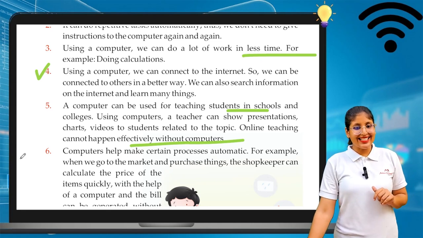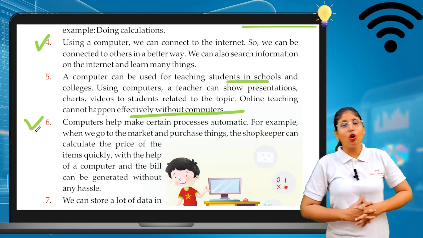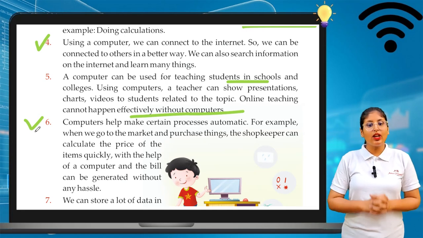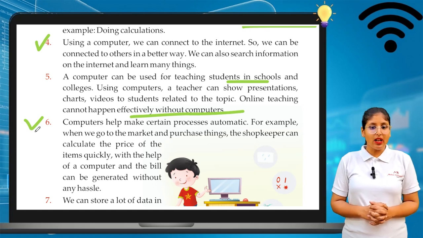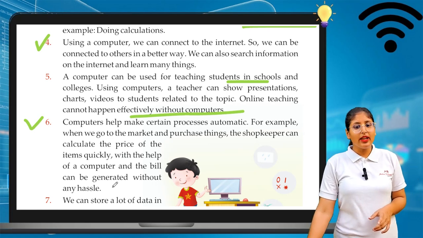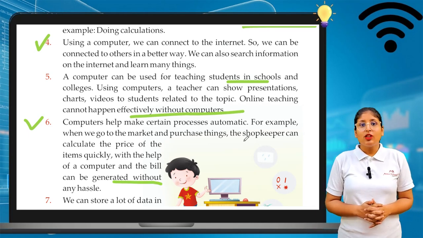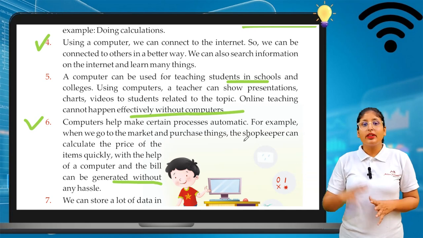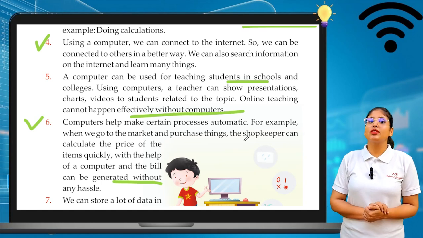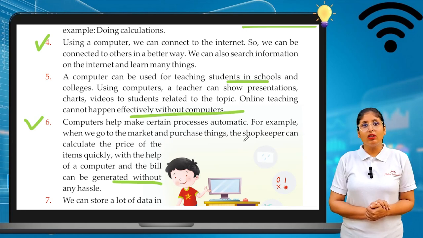Okay, so next, sixth point, computers help make certain processes automatic. For example, when we go to the market and purchase things, the shopkeeper can calculate the price of the items quickly with the help of a computer, and the bill can be generated without any hassle. Nowadays, shopkeepers also use computers or calculators. That's why big calculations become easier for you. Without any mistakes, the computer can tell you the total amount of your items.